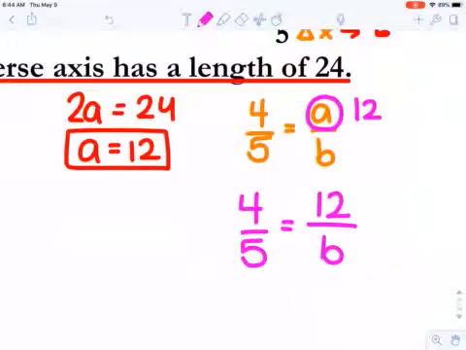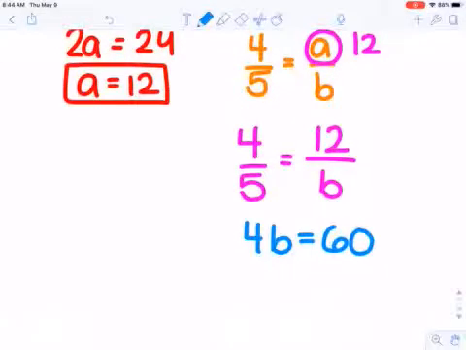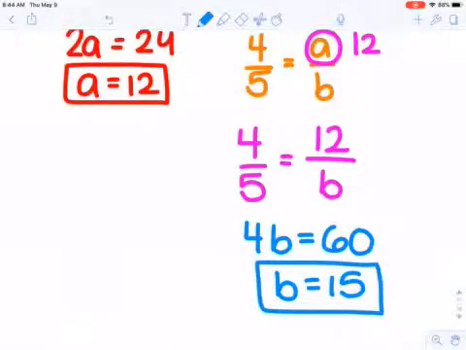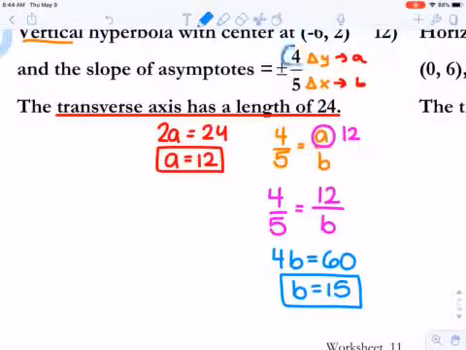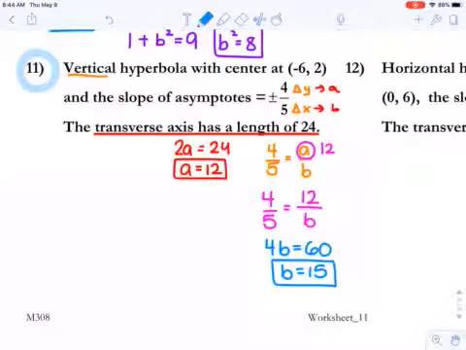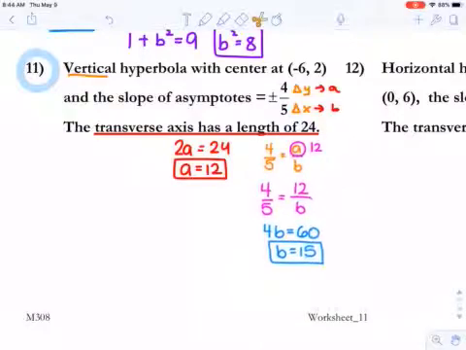If that makes any sense. So I'm going to cross multiply. I get 4b equals 60. And I'm going to divide by 4, so b is actually 15. Another way to think about it is this. Oh, this was supposed to be 4. 4 times 3 gives me 12. So I just have to take the b and also multiply it by 3 to be proportional, guys. So the b value is actually 15.